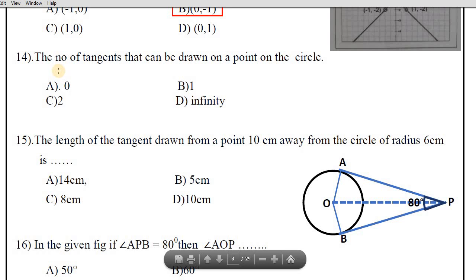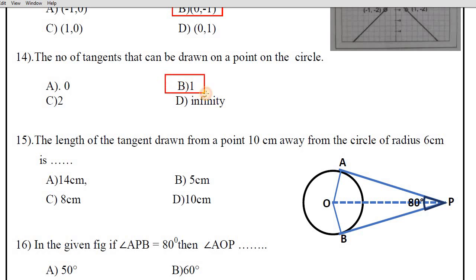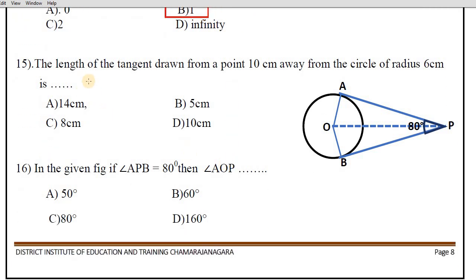Question number 14. The number of tangents that can be drawn at a point on the circle. Many times we discussed this. If there is one point on a circle, only one tangent can be drawn. Option B is correct. The length of the tangent drawn from a point 10 centimeter away from the center of the circle, and radius is 6 centimeter. Here you can use the Pythagorean triplet concept. 10, 6 and another number which makes the Pythagorean triplet is 8. The correct option is C, 8 centimeter.